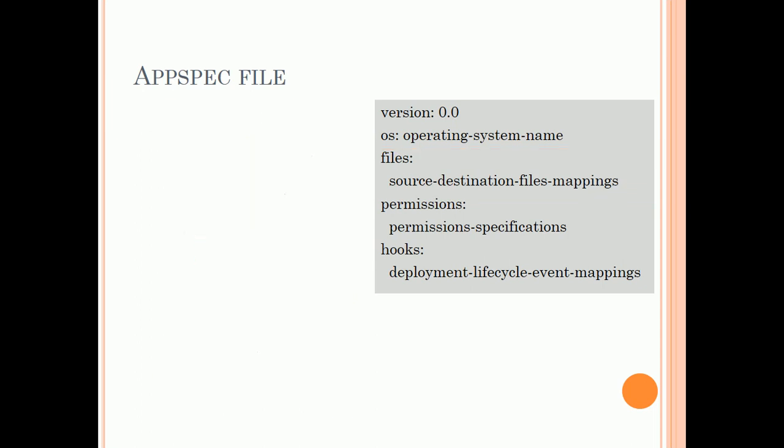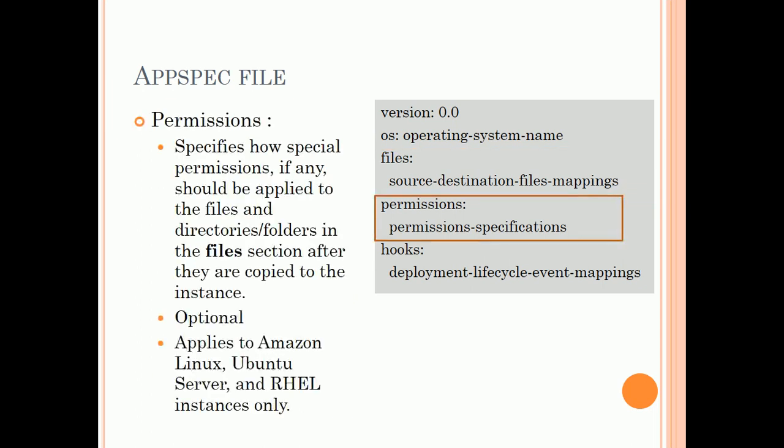The fourth section is permissions. Permissions specifies how special permissions, if any, should be applied to the files and directories in the files section after they are copied to the instance. It is an optional section and it is only applicable to the Amazon Linux, Ubuntu Server and RHEL instance.